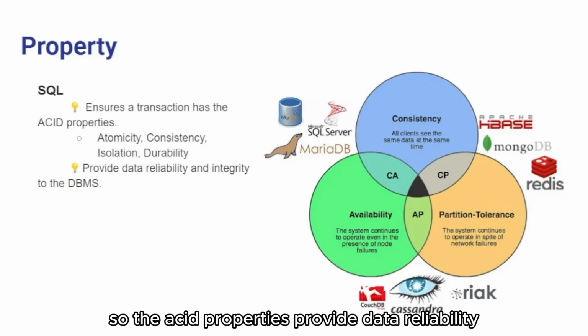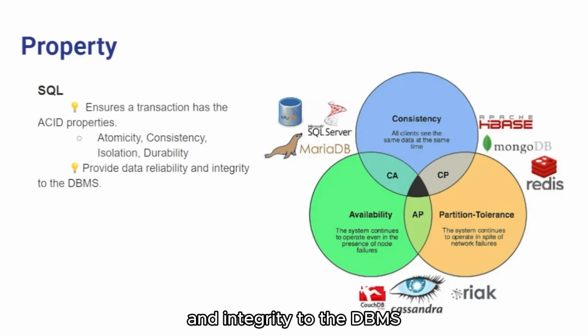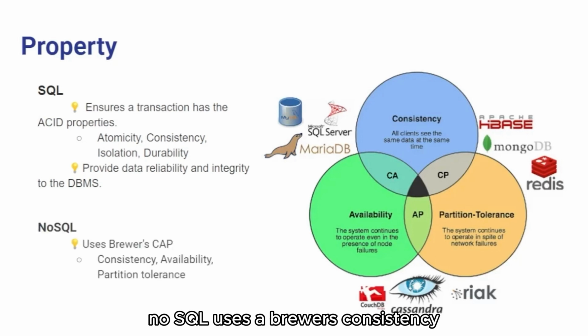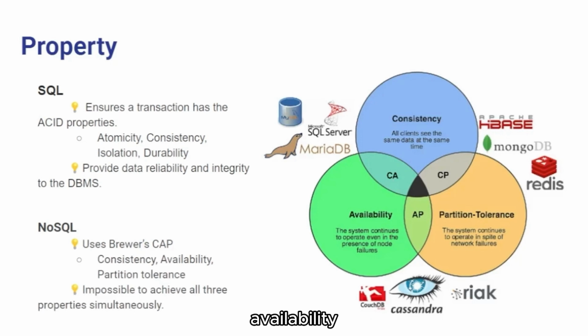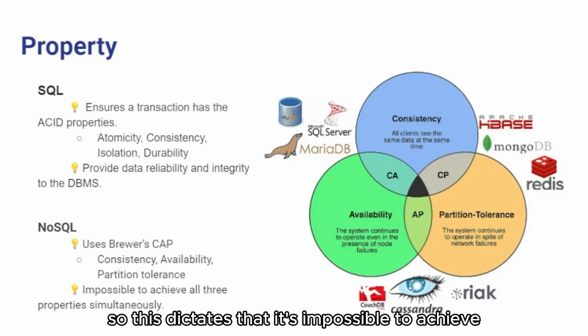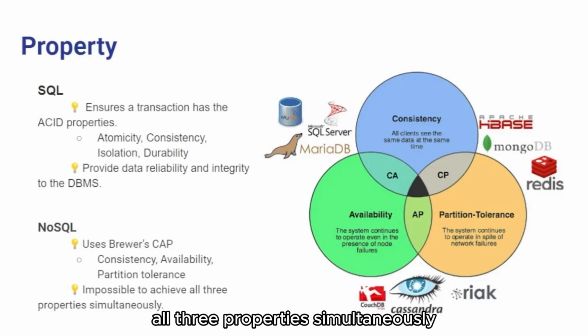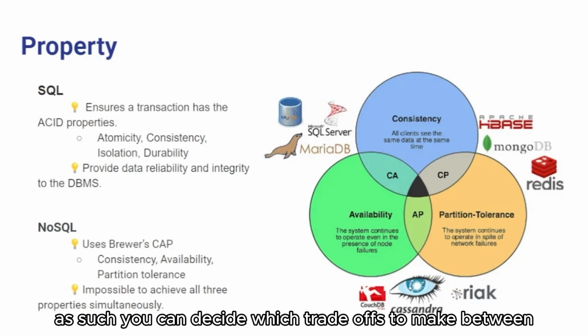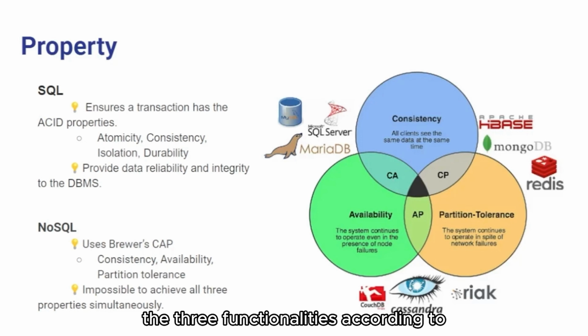So the ACID properties provide data reliability and integrity to the DBMS. In contrast, NoSQL uses Brewer's consistency, availability, and partition tolerance, or the CAP theorem. So this dictates that it's impossible to achieve all three properties simultaneously in a distributed system. As such, you can decide which trade-offs to make between the three functionalities according to unique system needs.